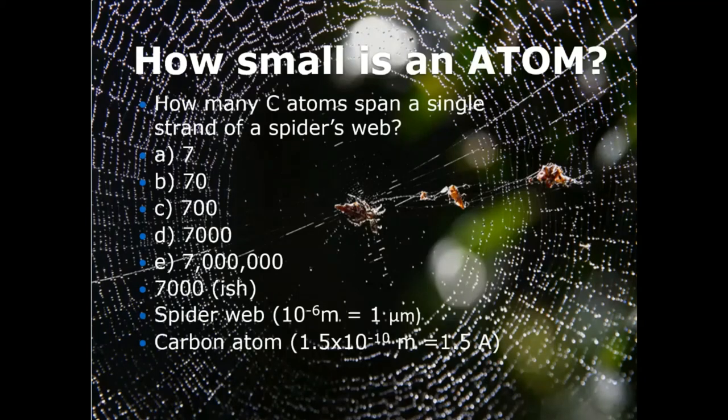This is a spider. Right now it's spider web season, right? The width of a spider web, 7,000 carbon atoms. Next time you see a spider web before you go, ew, gross, stop and go, whoa, there's 7,000 atoms. Not the length, the width.